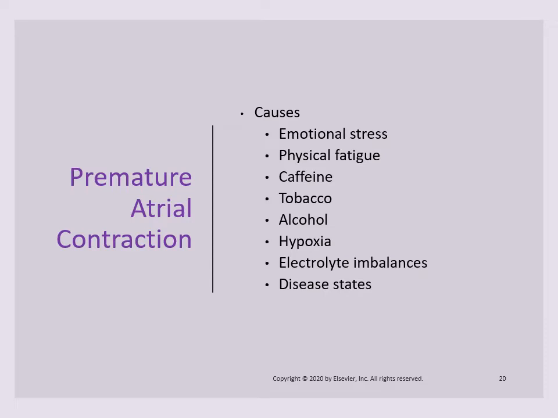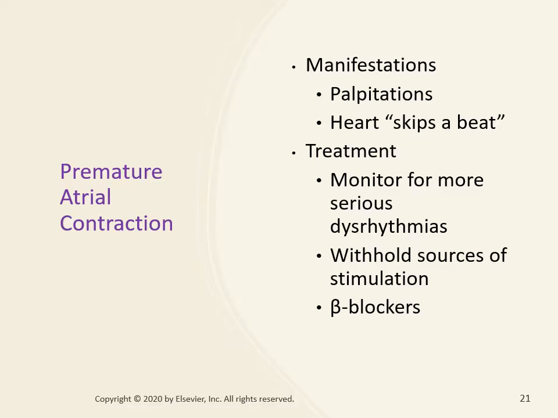This slide gives you some of the causes of premature atrial contractions. Most of the time, patients say they can't feel these. If they can, they might. What are we going to do? We're going to monitor these. If they're caused by some kind of stimulus, we're going to withhold that stimulus, and by stimulus I mean like caffeine or something like that. If they are significant, then we might start the patient on some beta blockers.